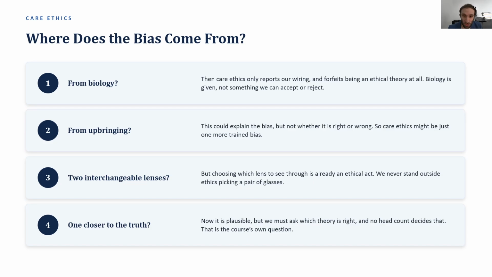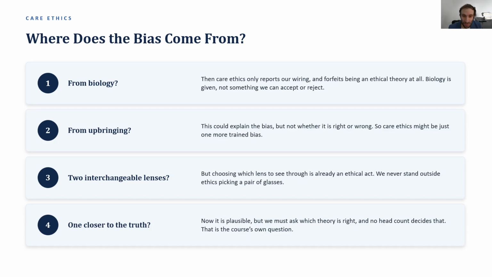Third, we could say that the two answers are simply two lenses available to anyone. But to choose which lens to view an ethical claim through is itself an ethical act. I'll say that again because that's a key point. To choose which lens to view an ethical claim through is itself an ethical act. We do not first choose a lens and then engage in ethics. Rather, we already live lives of ethics. So they cannot be lenses that we put on and take off like glasses.